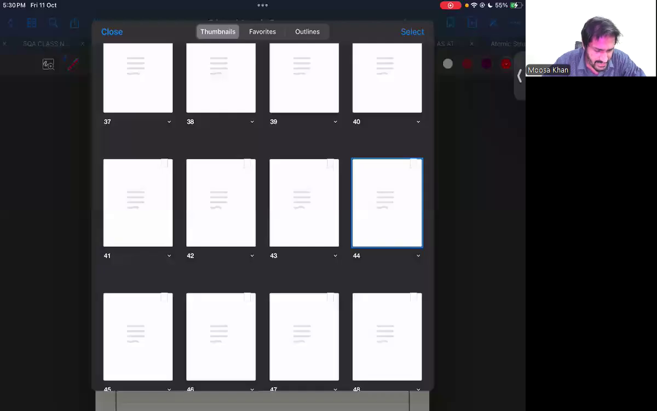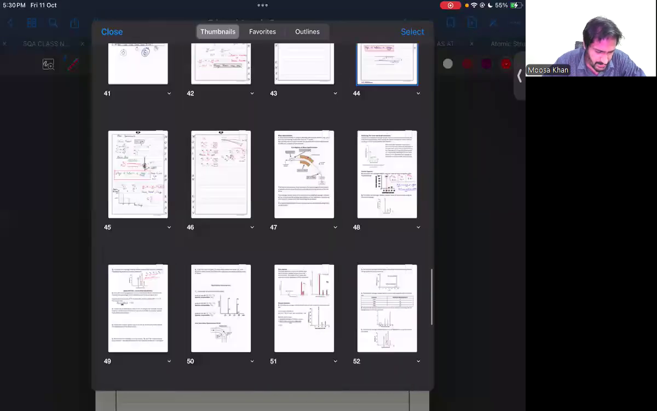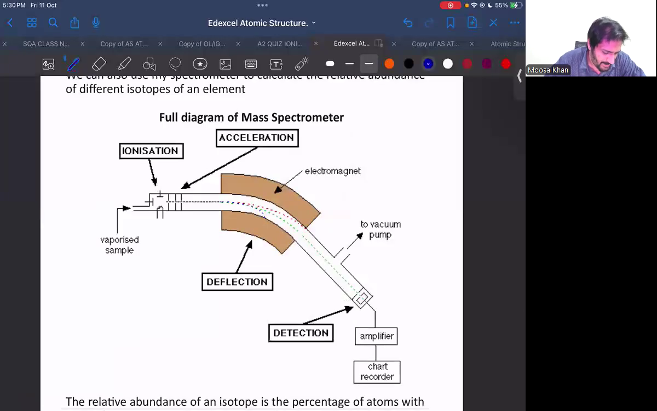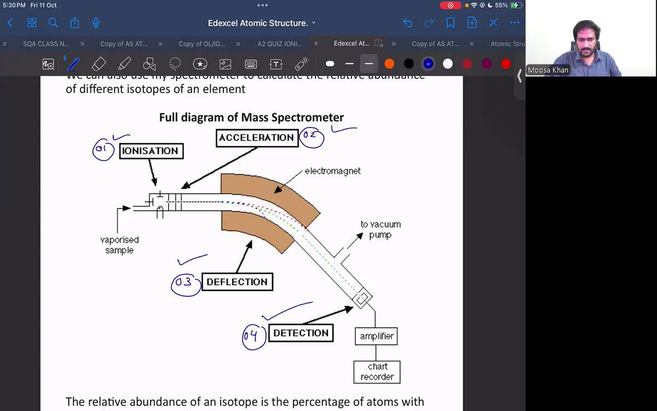I have already attached this diagram. Let me show you this thing. The first step is you have to ionize, then you have to accelerate, then you have to deflect, and then you have to detect. This detailed diagram, you are not supposed to remember this. You just have to remember these steps: ionization, acceleration, deflection, and detection. You're not supposed to know what amplifier is, what a charge recorder is.